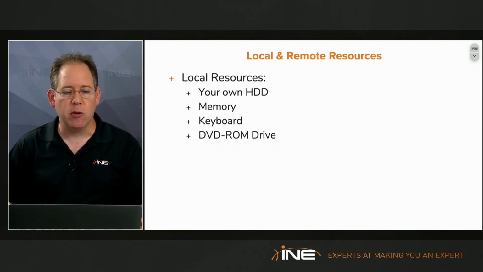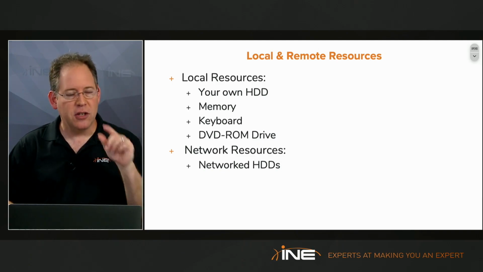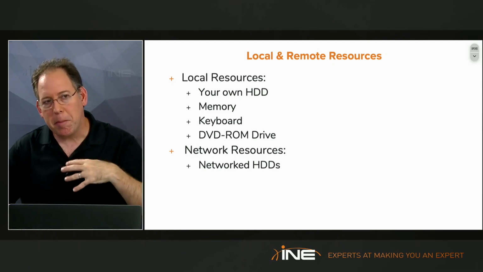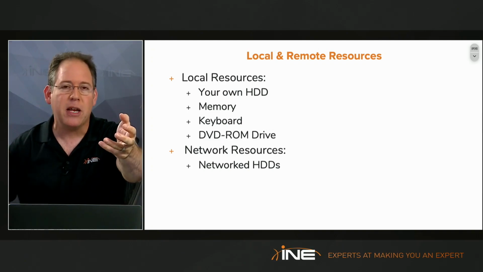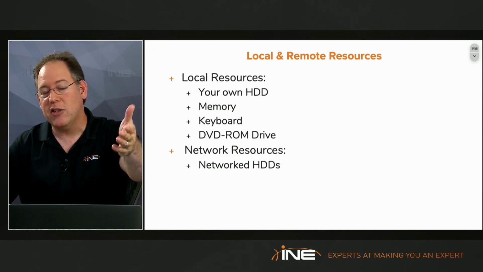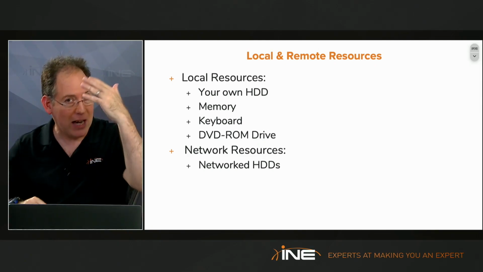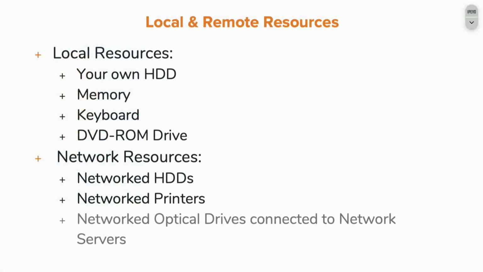But then there are also network resources, for example networked hard disk drives. When I'm communicating with a server and I say, hey server, let me put some information on you, I want to put a file on you so that other people can get to that file, now I'm making use of the hard disk drive on that server. That's not local to me. I have to access the network to get to it. So that would be considered a network or remote resource. We also have network printers, network optical drives connected to network servers, and a lot of other things.